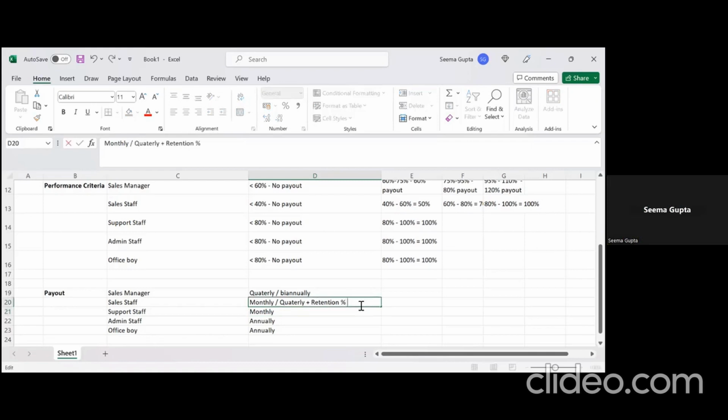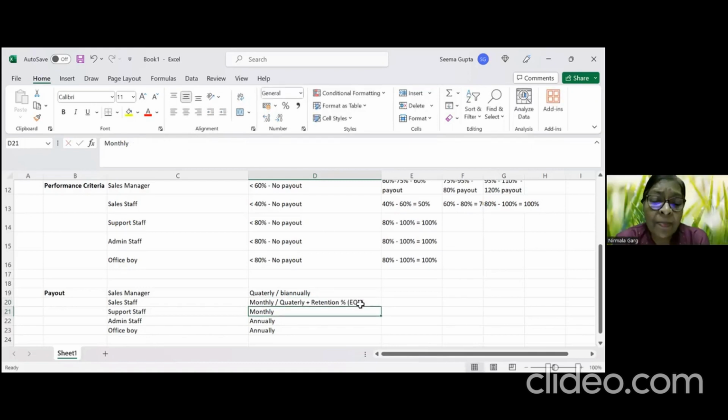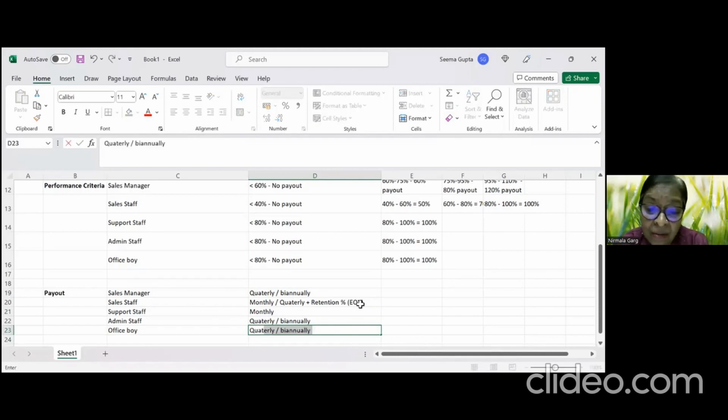For admin, there is supply and demand, and there is quite a huge supply of people, so you don't find any scarcity of this talent, so you don't want to retain them. It's not directly related to revenue, so at best quarterly or biannual, not annually. For an office boy, the lowest level, typically you can give them a quarterly bonus or a biannual bonus.